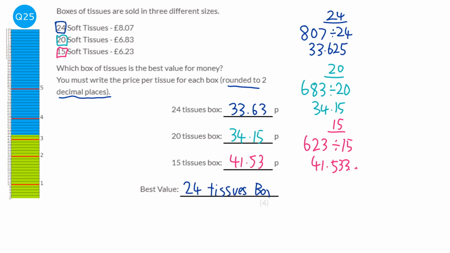Now, there's such thing as buying in bulk. Generally, the more you buy of something, the cheaper it is. Don't rely on that, both in the GCSE exam, and in real life. Sometimes in real life, if you buy more of an item, actually per tissue, sometimes it becomes more expensive, especially if there's a special offer on the smaller box.